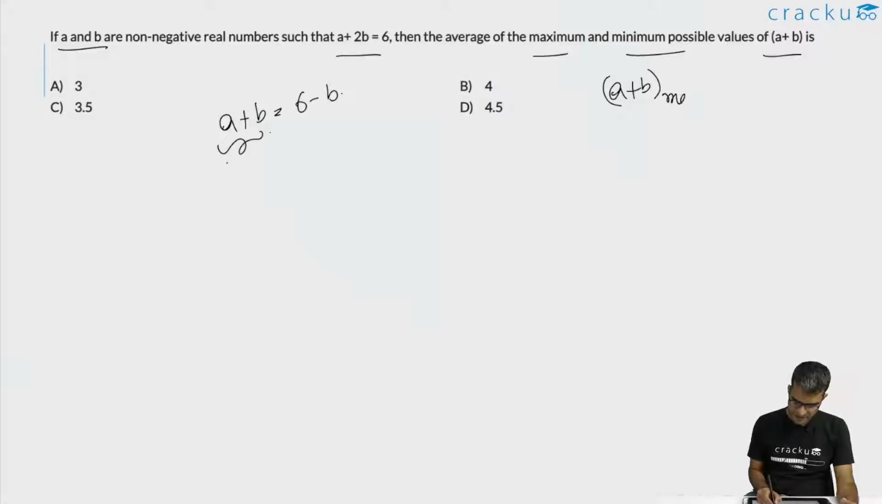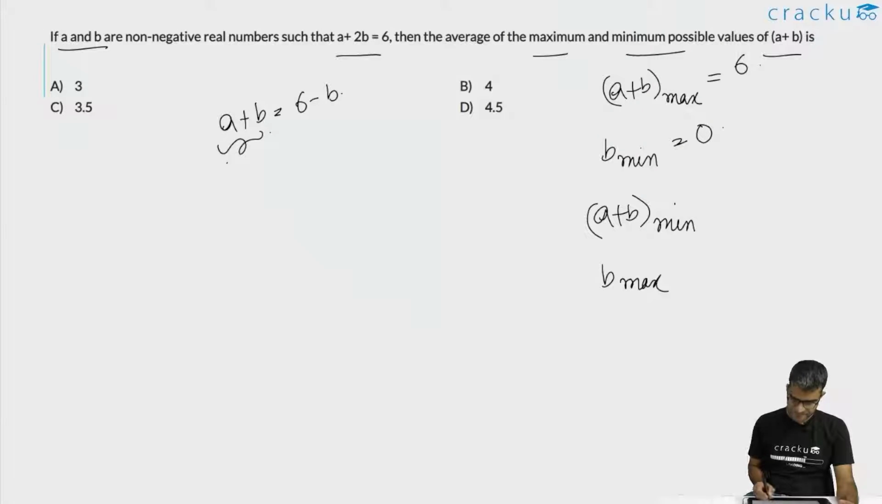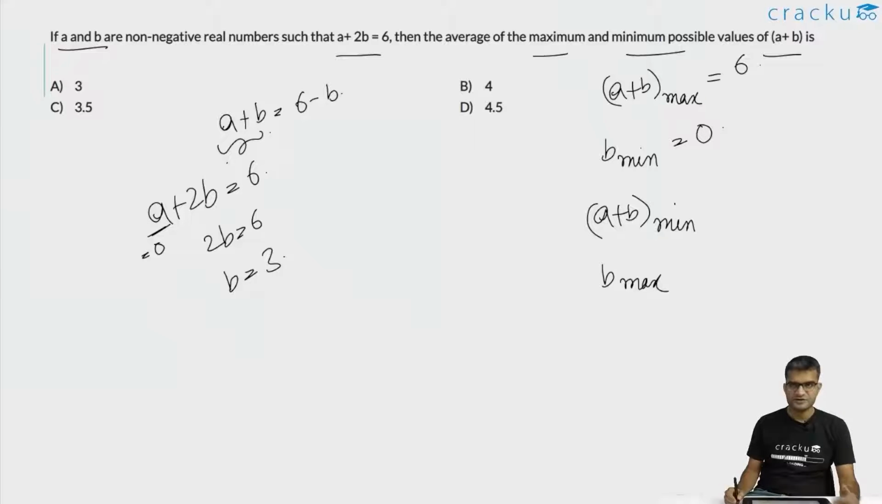Now what is the maximum value of a plus b? This will happen when b is minimized, and b is minimized when it equals 0. So a plus b maximum value is 6. Similarly, a plus b is minimized when b is maximized. And what is the maximum value of b? Because we know that a plus 2b is equal to 6, b is maximized when a is equal to 0. In that case, 2b will be equal to 6 or b will be equal to 3. So the maximum possible value of b is 3.